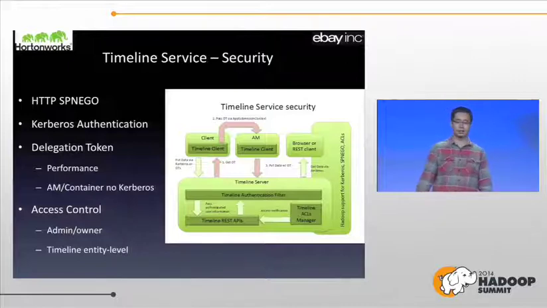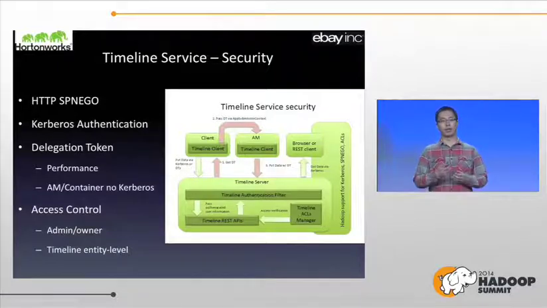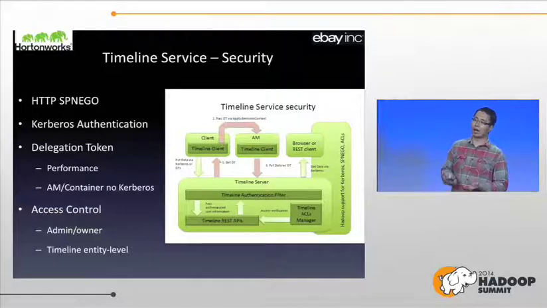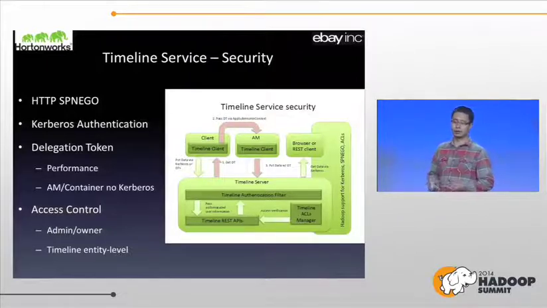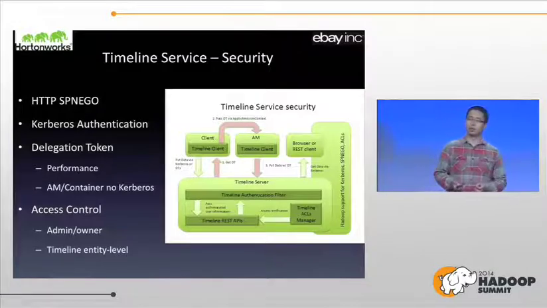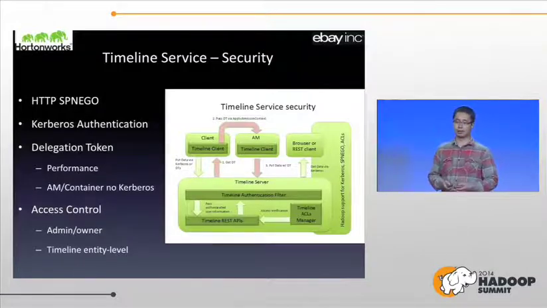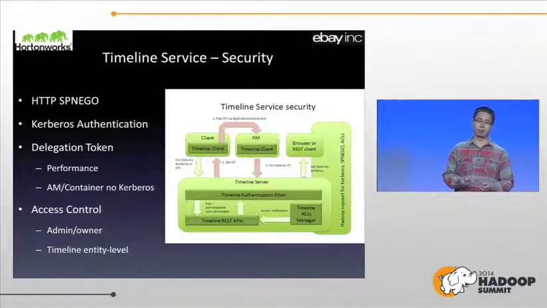The last but not least thing here is access control. Here we are doing something similar to what we have done for resource manager application access control. We make an access manager, and we only allow the administrators and the owner of the timeline data to access this data. We do the access control at the entity level, which means if a user is granted access to an entity, they can also get access to all the events that belong to this entity.